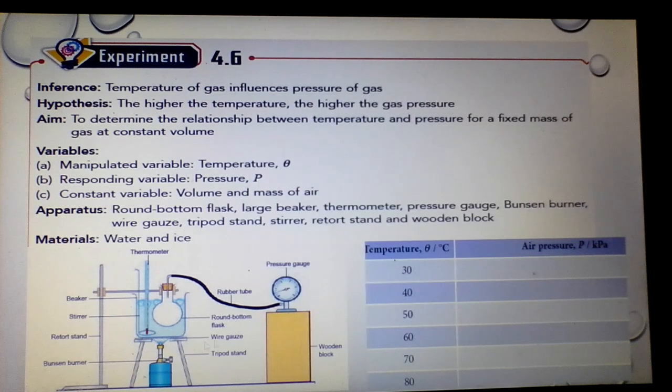Initially, we set the water temperature at 30 degrees Celsius. We record the air pressure, and then heat the water until the temperature shown by the thermometer is 40 degrees Celsius. Then we record the reading of the pressure gauge. We continue by increasing the temperature by 10 degrees Celsius until 80 degrees Celsius, and we record the pressure. So we have 6 sets of data of temperature and pressure, thus we can plot a graph.